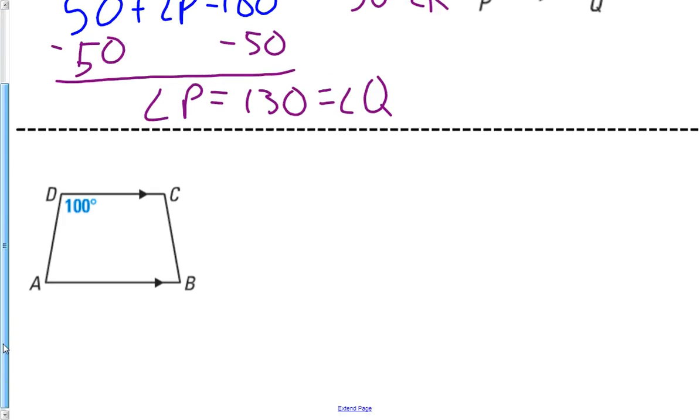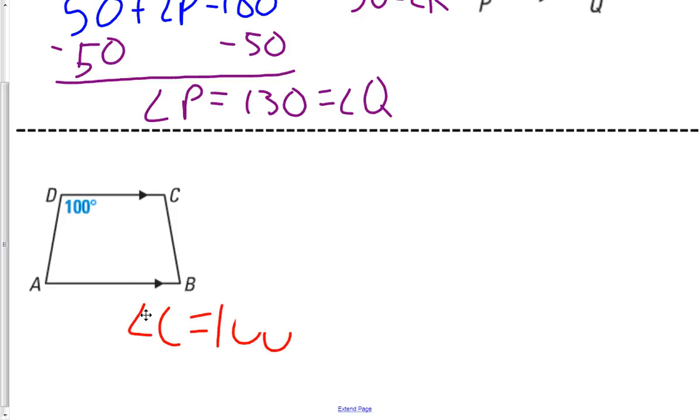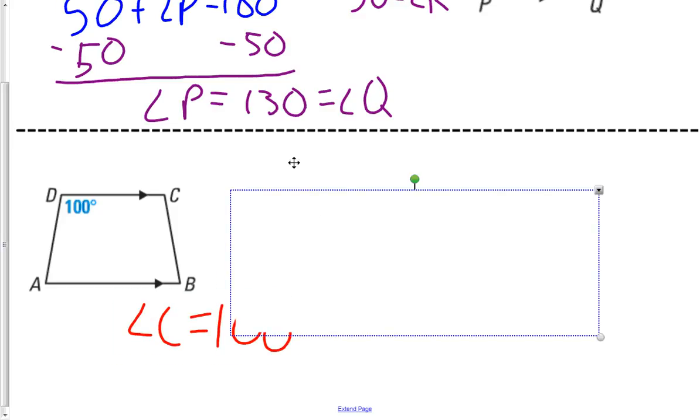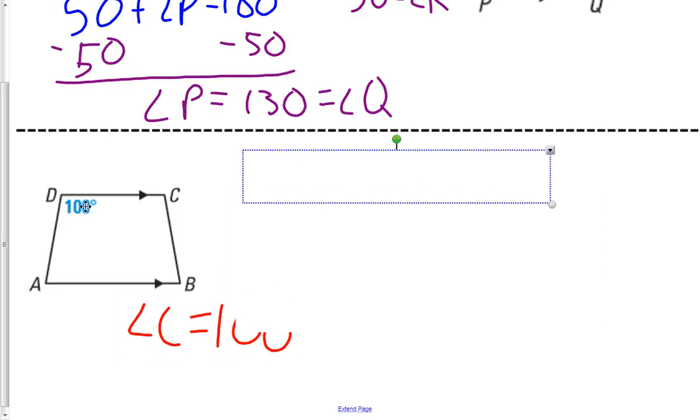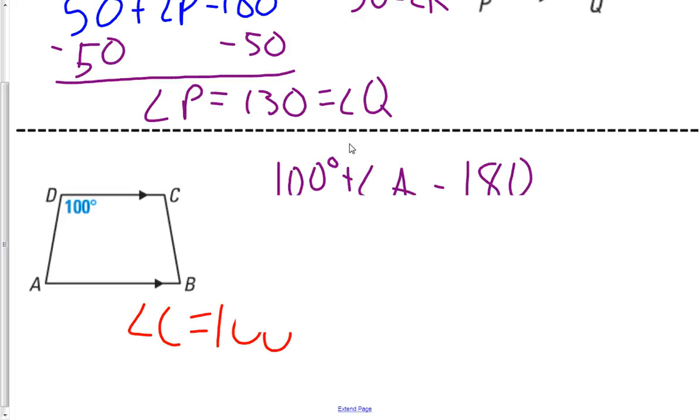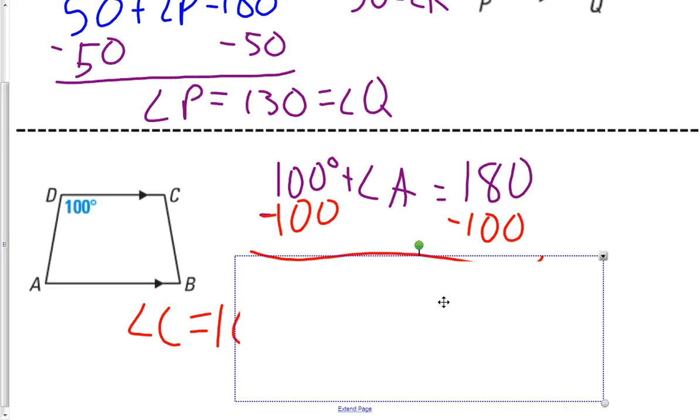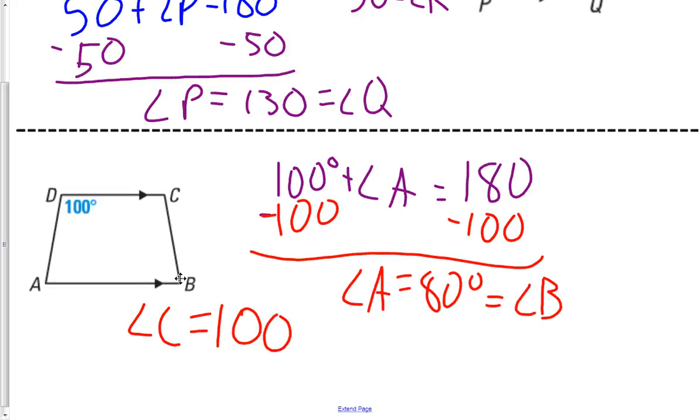On the bottom example, we have angle D is 100, so we know that angle C must also equal 100. Now where else are we going to go from there? Angle D plus angle A will equal 180. So again, 100 plus angle A equals 180, and we're going to subtract 100 from both sides here in red to get A equals 80. And then we also know that B must also equal 80. So we have 100, 100 here, 80 and 80 here.